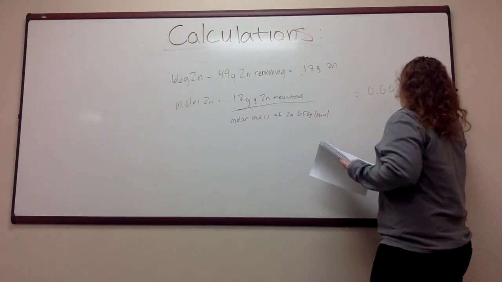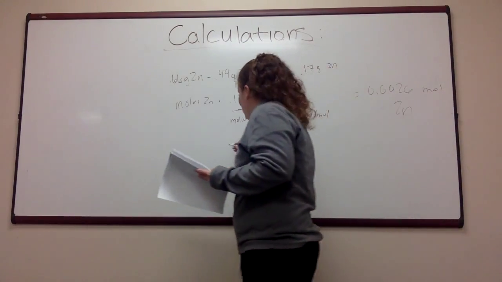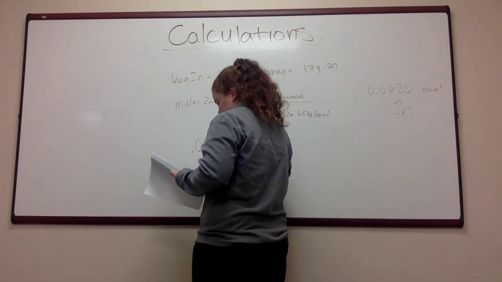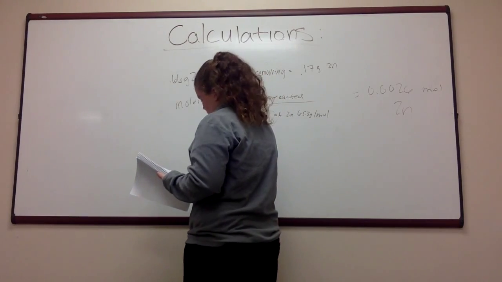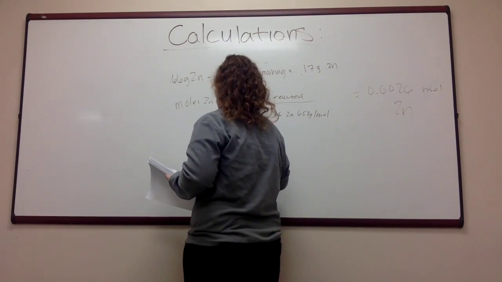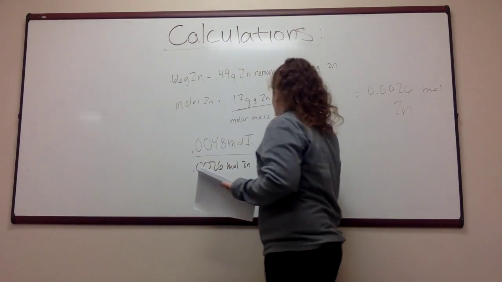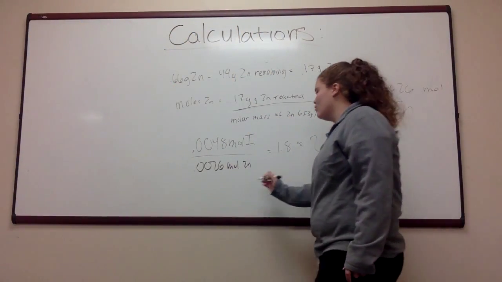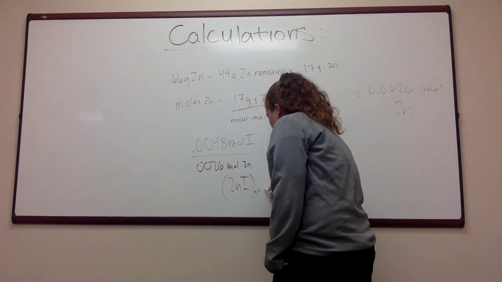And that's going to equal 0.0026 moles of zinc. And now you're going to do 0.0048 moles of iodine over 0.0026 moles of zinc, which equals 1.8, which is about 2. And this 2 determines your empirical formula, so it's going to be ZnI_n and n equals 2.